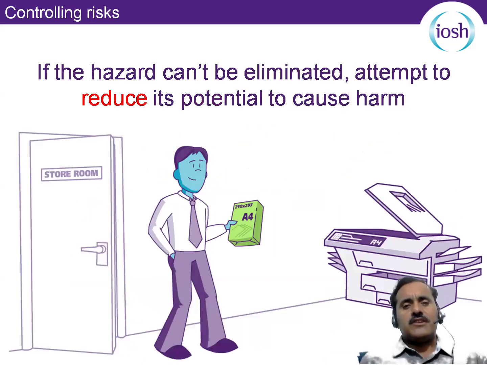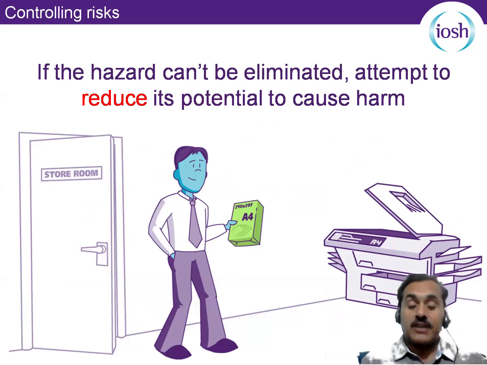In some cases, if the hazard cannot be eliminated, then attempt to reduce the potential to cause harm. If it is not possible to eliminate the problem 100%, then we will go for reduction. We will try to reduce the likelihood, or we will try to reduce the consequences. The purpose is that your residual risk should be within the range of acceptable limit. For example, if you are doing manual handling, you divide the object into different parts for easier handling. That is also reducing.